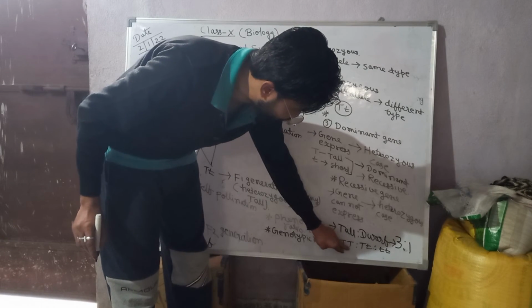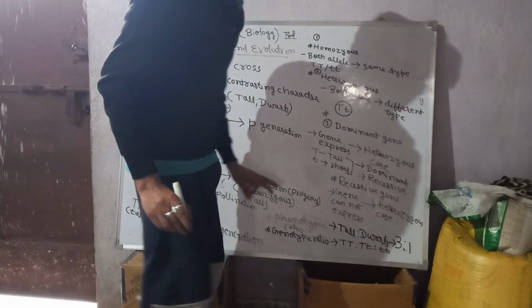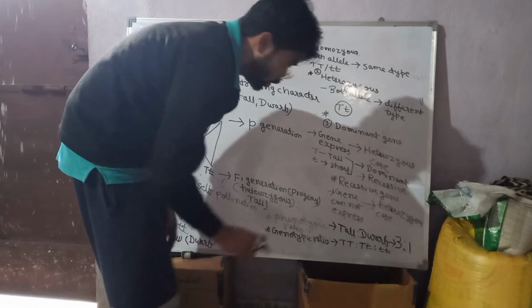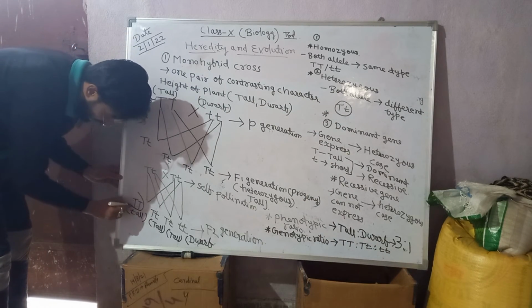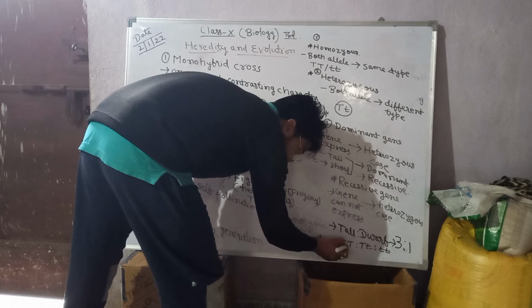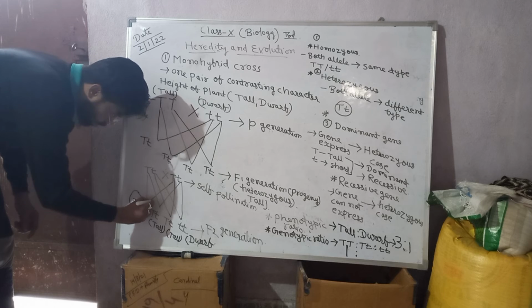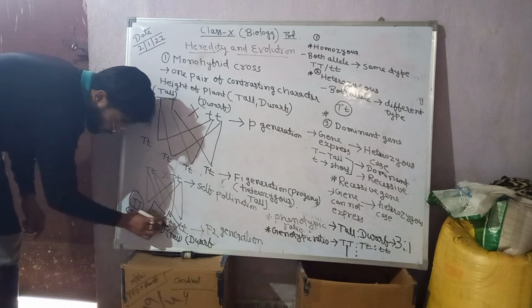First one is capital T, capital T, second one is capital T, small t, and third one is small t and small t. So capital T, capital T, how much? You are observing that only one capital T and capital T is present. So I am writing here only one present. After that, the second, capital T, small t. So here 2.